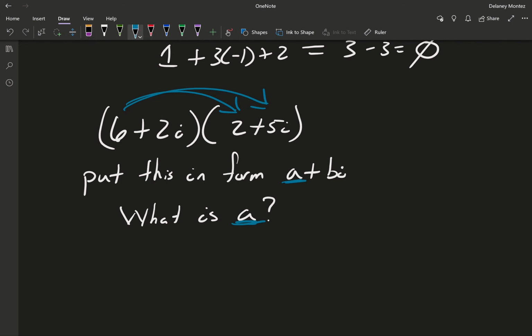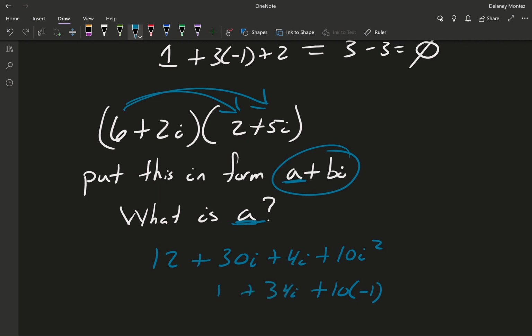Jumping ahead here. 6 times 2 is 12, plus 6 times 5i, which is going to be 30i, right? We're just multiplying like normal. You can think of i almost like an x when you're multiplying by regular numbers. 2i times 2 is going to be plus 4i. 2i times 5i is going to be plus 10i squared. So we're not quite in this form, a plus bi, as we have an i squared here. So let's deal with that. We know i squared is negative 1. Let's combine these. It's going to be 34i, and this is finally going to be 12.